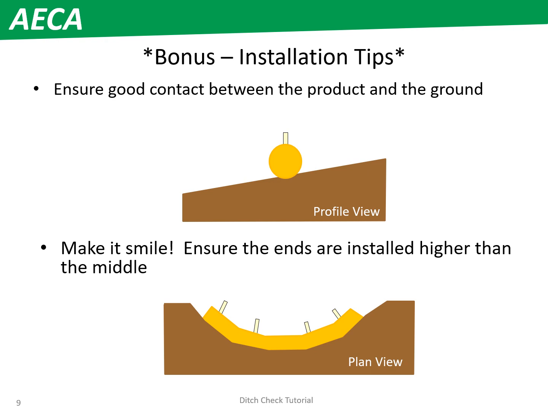Number 1, make sure the ditch check is contacting the ground so that no flow can get underneath it. This may require trenching the product in or ensuring enough stakes are used to hold down the product on the slope. Number 2, make your ditch check smile. You need to ensure the ends of the ditch check are installed high enough up on the ditch slope so that any spill during a runoff event will go over the middle of the ditch check versus bypassing the ends of it. And it looks like it's been installed in the shape of a smile. A height difference of between 15 and 30 centimeters should work in most cases.